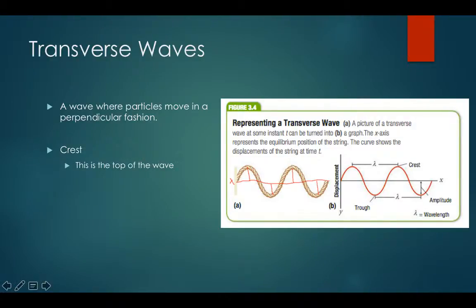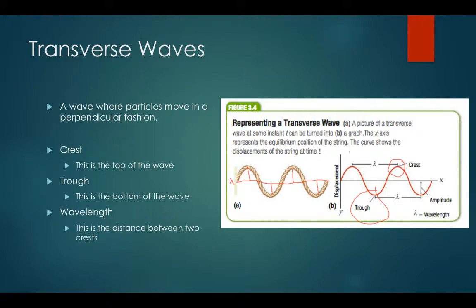Now, in this case here, there are some key terms you have to know to be able to describe a transverse wave. The first one is a crest. This is going to be the top of the wave right here. The second one is going to be the trough. The trough is going to be the bottom of the wave right here. And the last one is going to be the wavelength. The wavelength is the distance between two different crests. Now, it can be either the crests or the troughs. It doesn't matter. As you can see here, they're both going to be equal to the wavelength. And finally, the amplitude is just how far down it's going to be going from the center point.